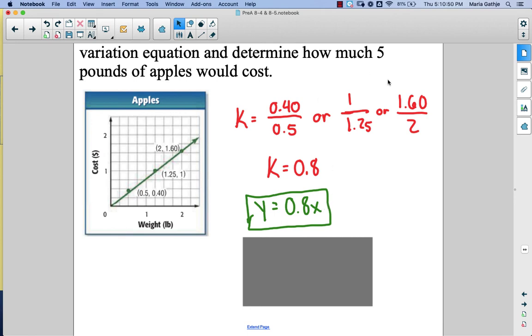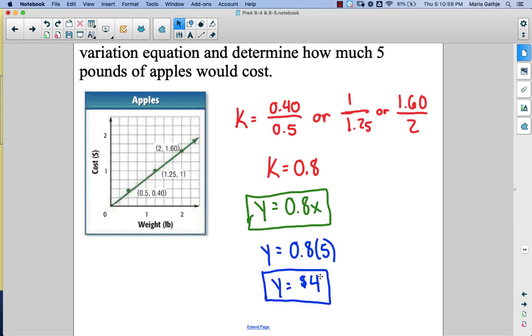Then it asks you to determine the cost of 5 pounds. So I want you to determine the cost of 5 pounds. That's going to be 0.8 times 5, and that is going to be $4 for 5 pounds of apples.